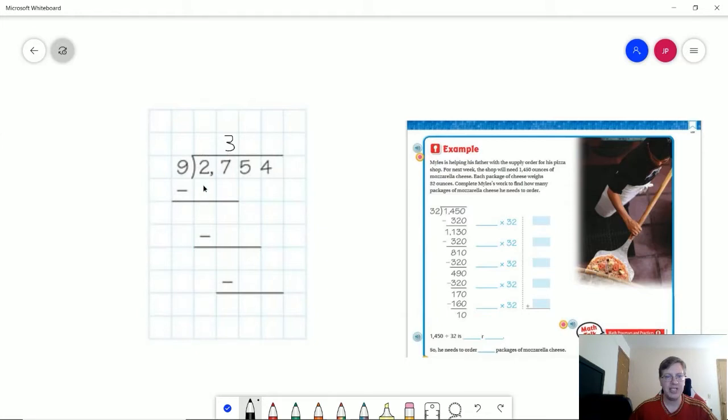We do our multiplication, we subtract, and we bring down our next digit. I cannot count by 9s to get to 5. So I'm going to put a 0 here, subtract 0 because I'm doing 0 times 9 equals 0. That's going to leave me with 5. I bring down my 4. And now I'm doing 54 divided by 9, which would be 6. And so my answer for that problem would be 306.